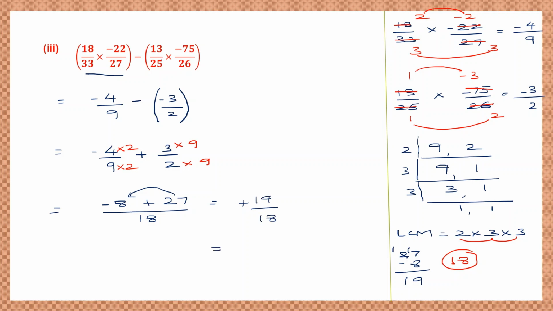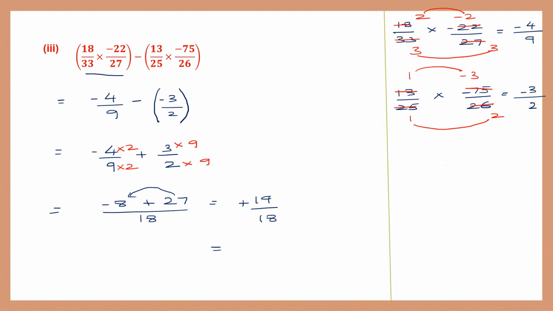Now if we have to convert this to a mixed number, what do we get? So let's divide 19 by 18 to get a mixed number. 18 ones are 18, minus 1. So what is our mixed number? Quotient 1, remainder 1 on top and 18. 1, 1 by 18. So what's the final answer? 1, 1 by 18.